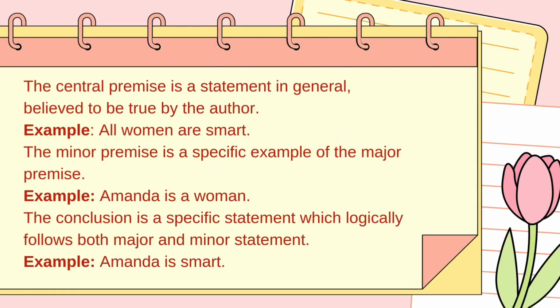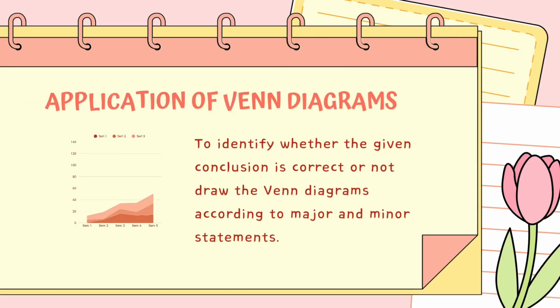The minor premise is a specific example of the major premise. Example, Amanda is a woman. Then let's move to the conclusion. Conclusion is a specific statement which logically follows both major and minor statements. Example, Amanda is smart.